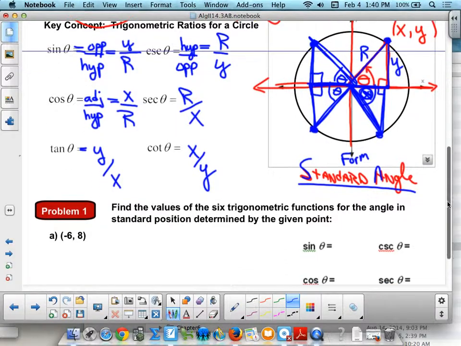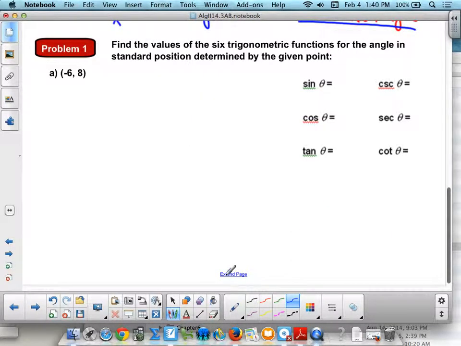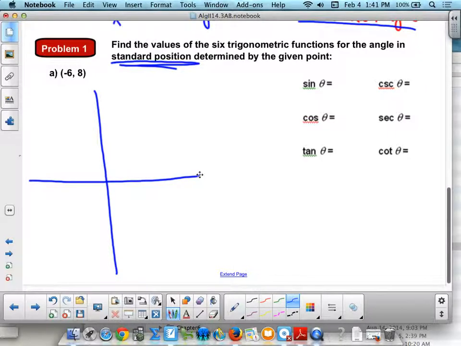Here comes problem one. Problem one says, take that point, find the values of the 6 trig functions for the angle in standard position. Standard position is what I just showed you. So, tell me this. Where is that point? Negative 6, 8. Left 6. Up 8. So there's 8, and there's negative 6. There's the point right here.